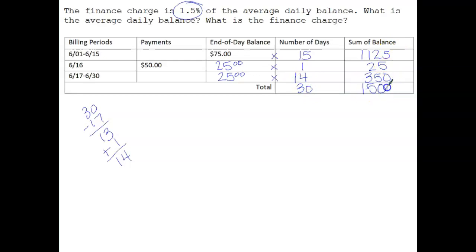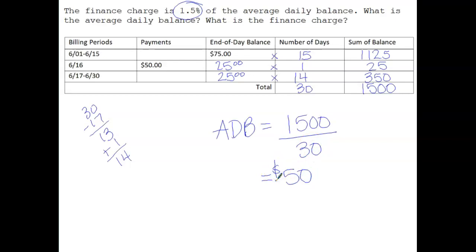which is 1,500. And then to find the average daily balance, we're going to take that 1,500 and divide it by 30, and so our average daily balance is $50. So to calculate the finance charge, we just need to multiply that times 1.5%, which would be 0.015, which comes from this number up here. So we have 50 times 0.015, and that is 75 cents. So the finance charge for this would have been 75 cents.